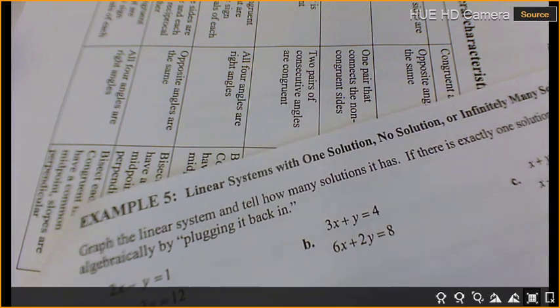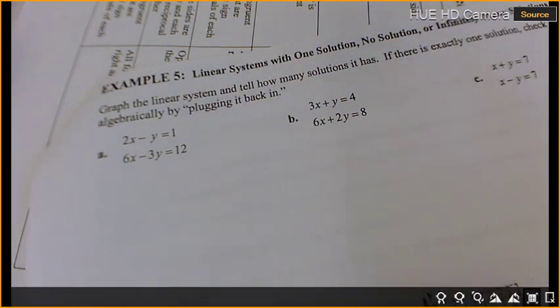So what I'm going to have you do is work on these 3 right now. Once you have your answers, show me, and then I'll give you your homework. On the back. The last page.